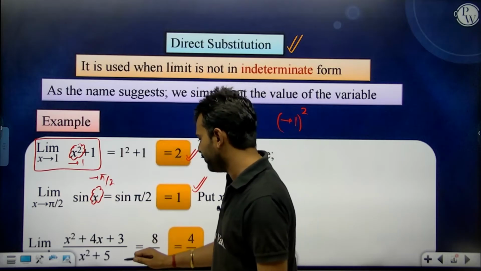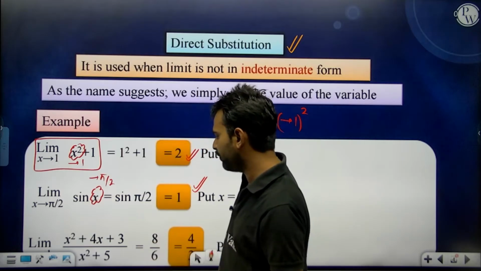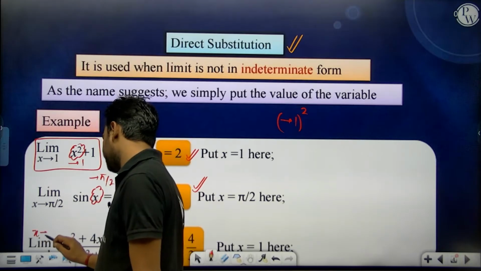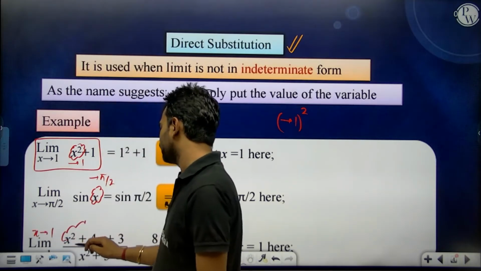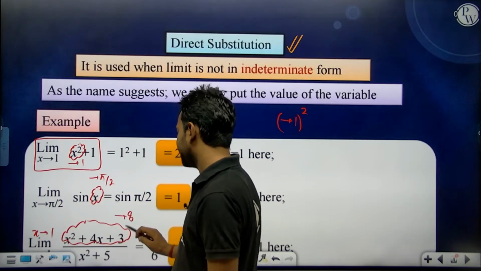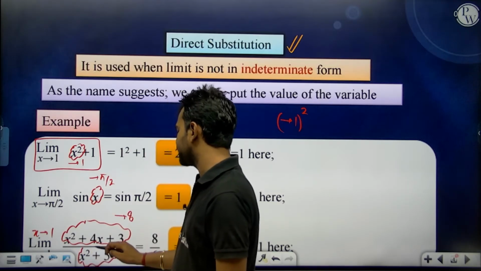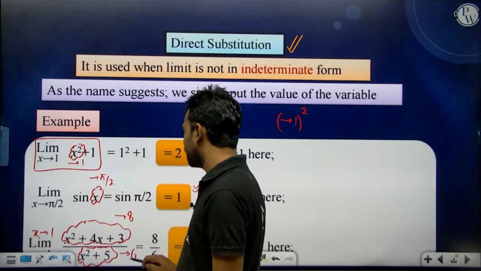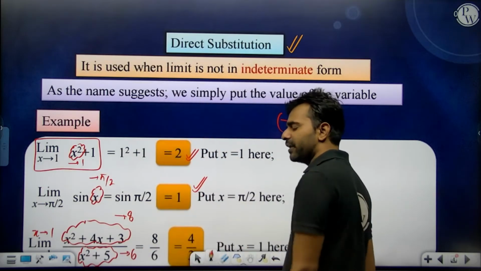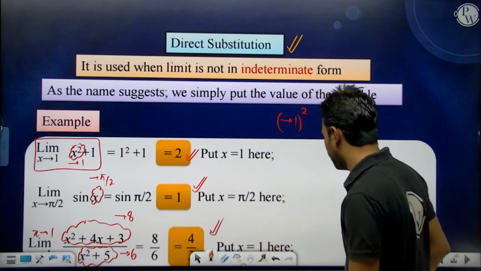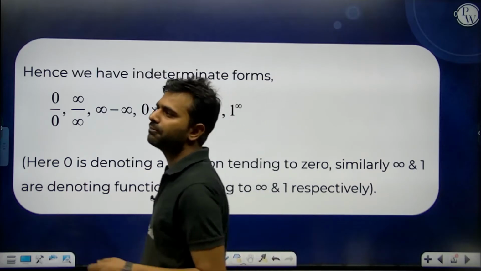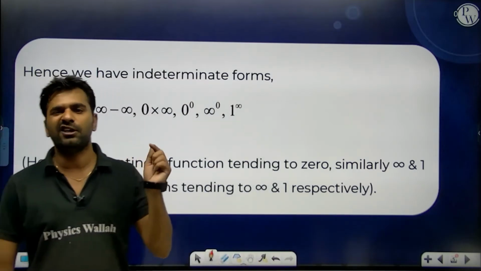Over here also if you see, x is moving towards 1, limit x tending to 1. Over here also this value will be moving towards 8, and this value will be moving towards 6. So is it an indeterminate form? No sir. So we can directly substitute x equals 1 in both numerator and denominator, and we will get this as the limit. I hope you guys are clear with this. So we can use the direct substitution method whenever an indeterminate form is not getting formed.